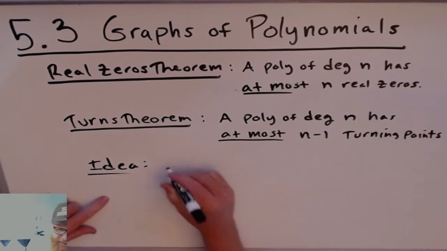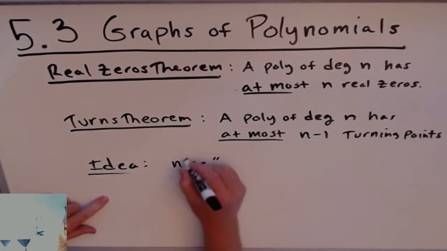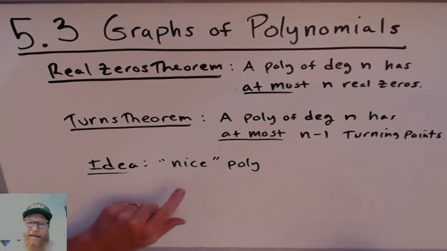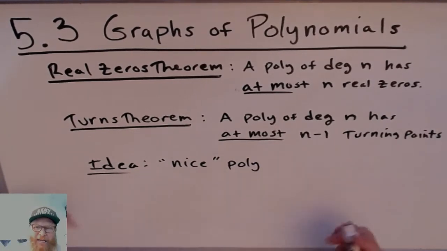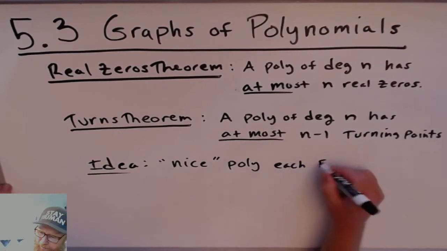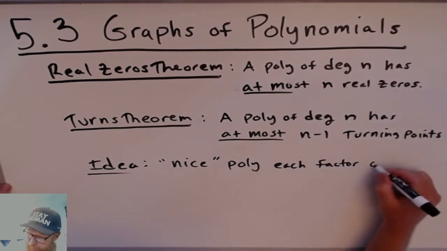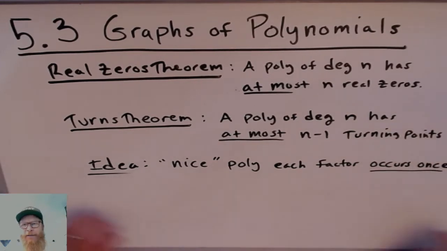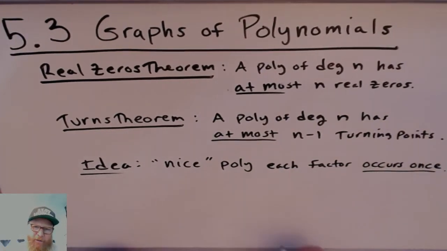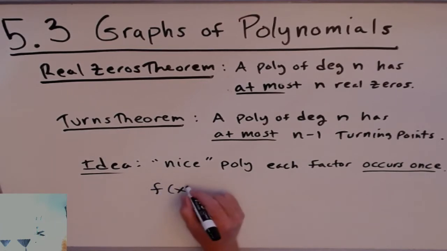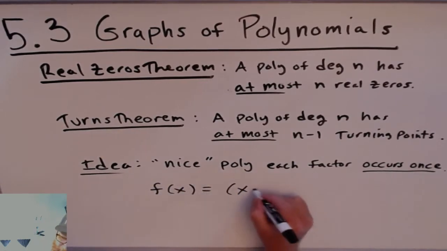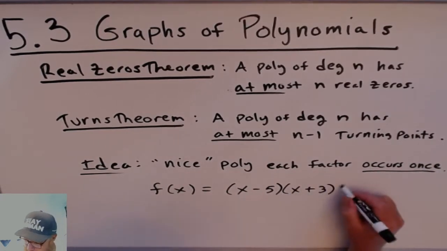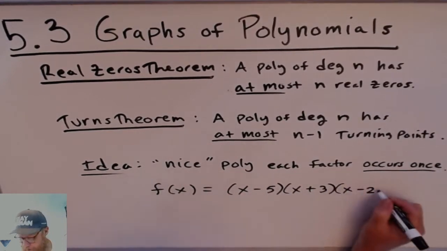If you have a nice polynomial, and the word nice is, of course, not a mathematical term. Nice, I just mean that when you factor it, each factor occurs once. So that's what I mean by a nice polynomial. So something like this, x minus 5, x plus 3, and x minus 2, or something like that.